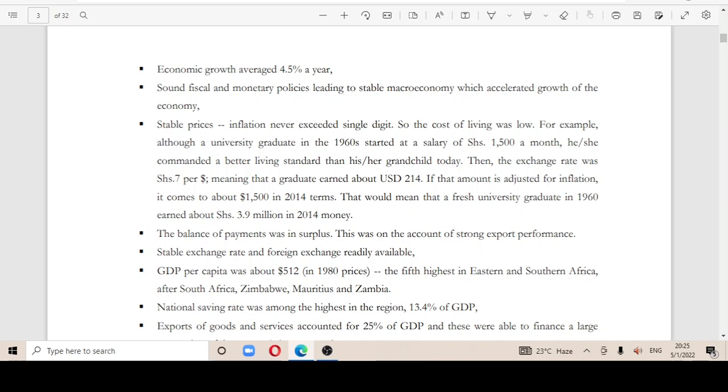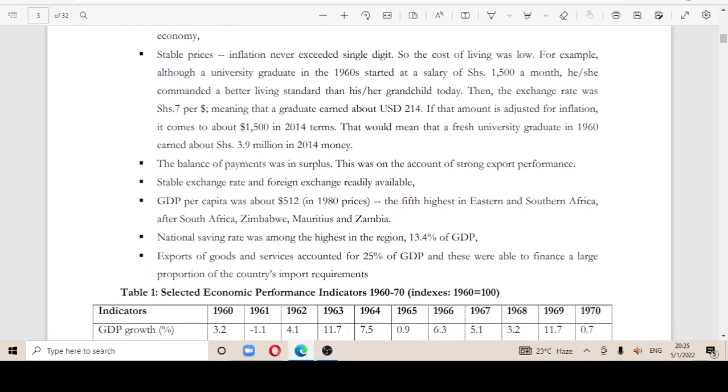So money will be readily available to cater for the demand, because the money will already be there. If you're having more money supply than money demand, then you're having a sound monetary policy. Then we are having stable prices. For stable prices, inflation here never exceeded a single digit. In other words, it was less than 10%. Then we are having the balance of payments, which was in surplus. This means that there were more exports than imports.